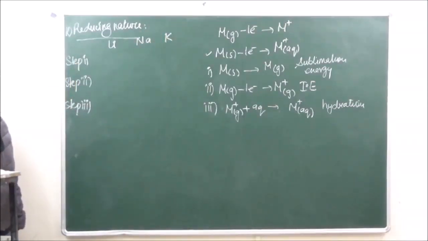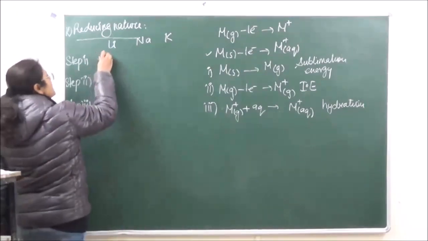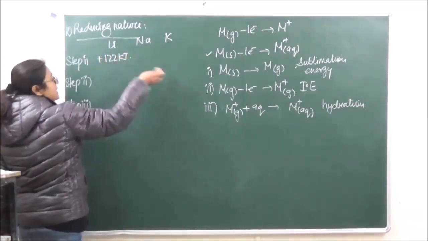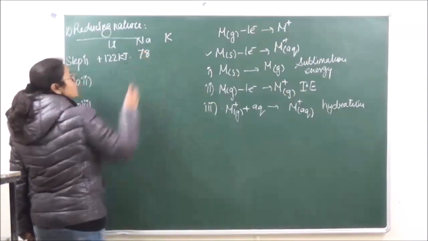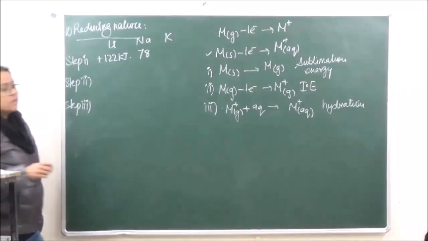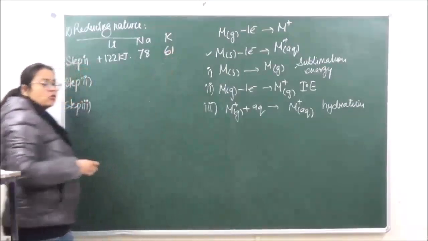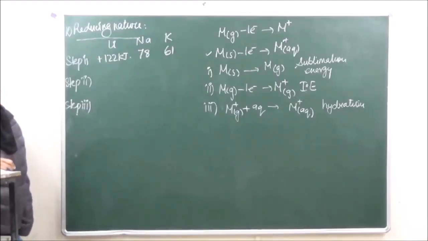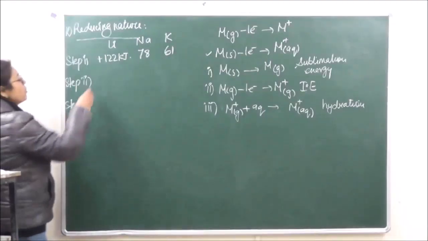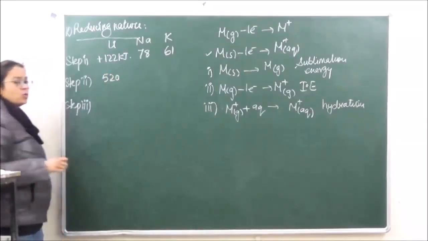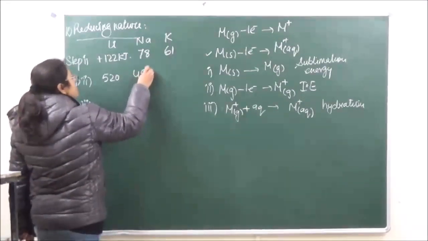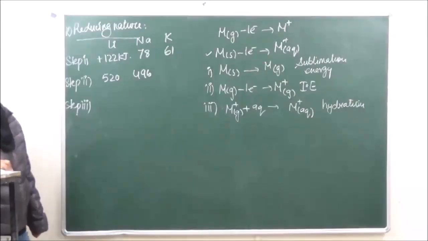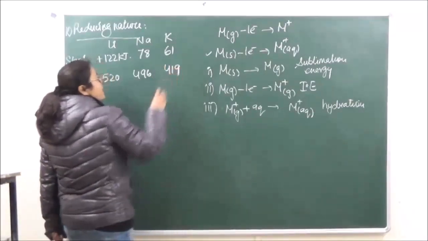In case of lithium, the sublimation energy is plus 122 kilojoules. In case of sodium, it is only 78 kilojoules, so it is quite less. And in case of potassium, it is even lesser, 61 kilojoules. The ionization energy is going to be the highest for lithium, 520 kilojoules, again positive. Sodium's ionization energy is 496, and that of potassium is lower, 490.